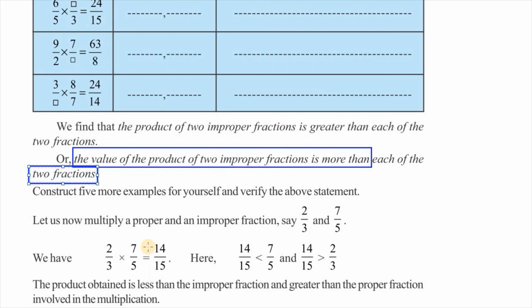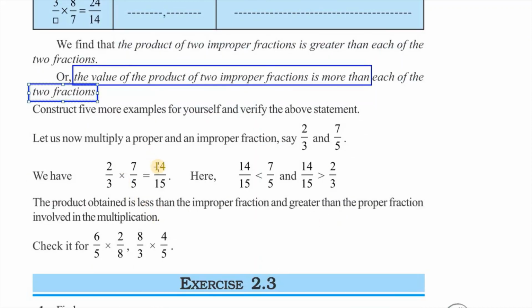Now, let us try what happens when we mix the proper and improper fractions. That is, let us multiply a proper fraction and an improper fraction. So the proper fraction is 2 by 3 and the improper fraction is 7 by 5. Here we have the value equal to 14 by 15, and let us convert them into like fractions. So 2 by 3 becomes 10 by 15 and 7 by 5 becomes 21 by 15.